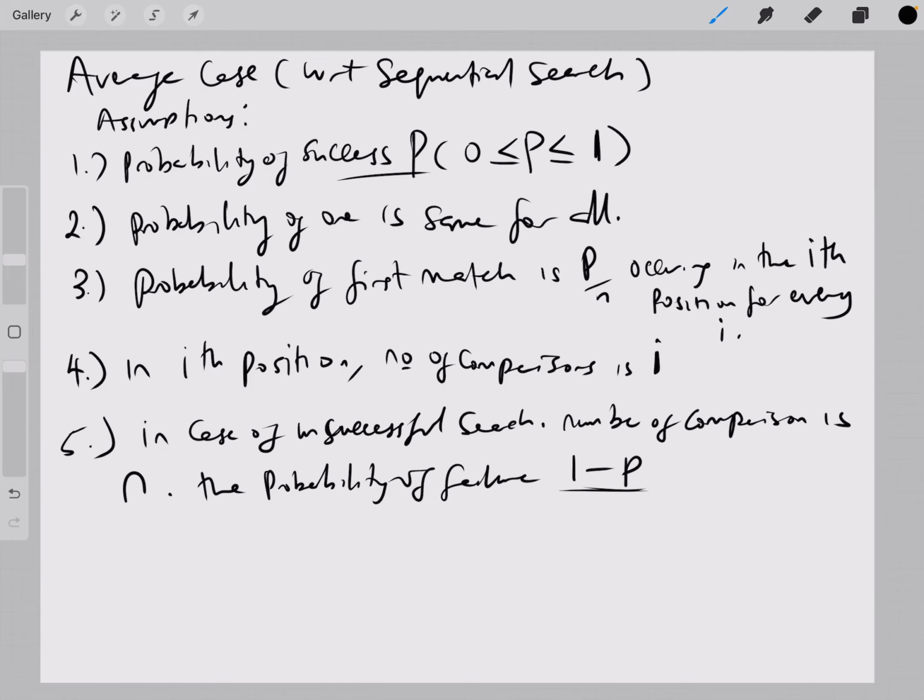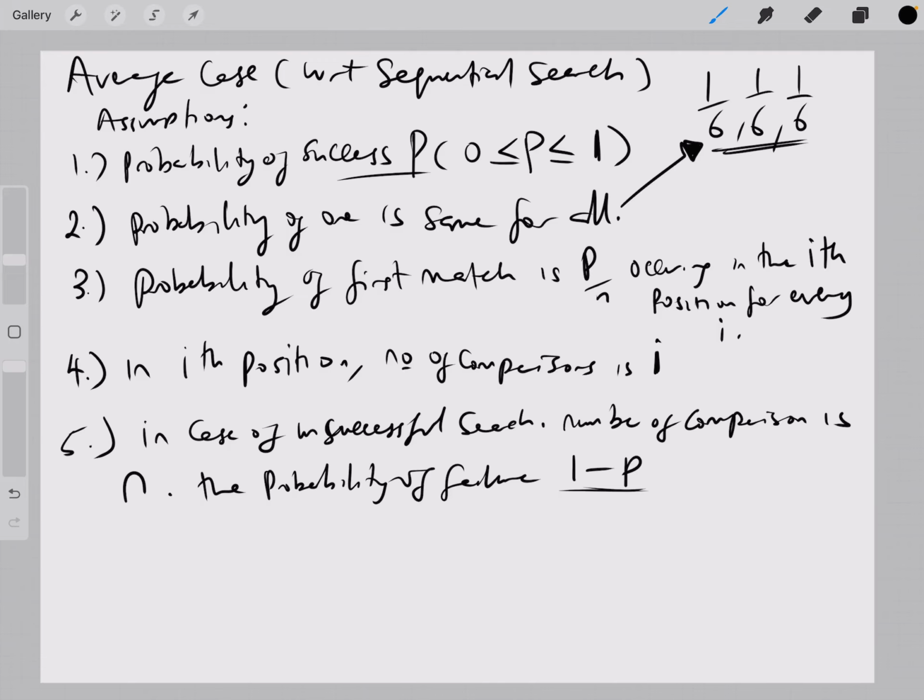Now, the probability of one of the elements matching the key is the same for all, and let me explain that real quick with a die. A die has 6 sides, right? So from 1 to 6, and the probability of rolling face 1 of the die is 1 over 6. The probability of rolling 2 is 1 over 6. The probability of rolling 3 is 1 over 6. In the same way, the probability of the first match of something is the same across the board.